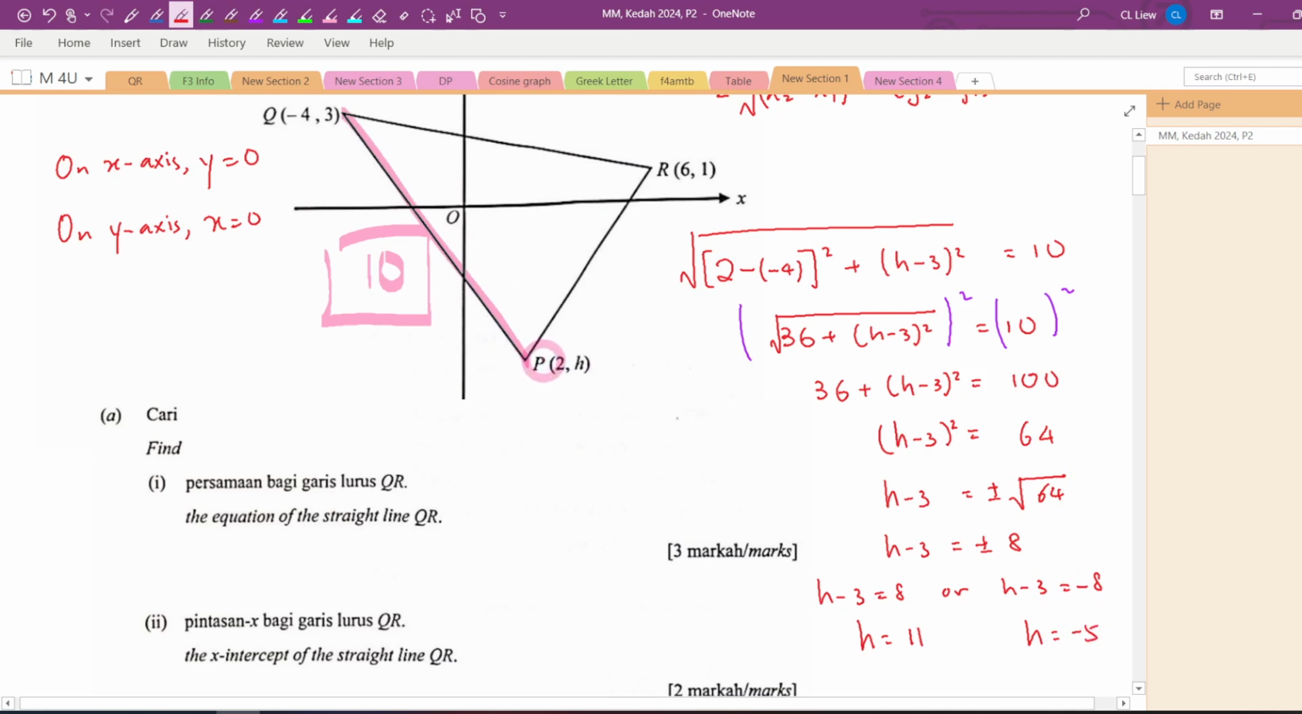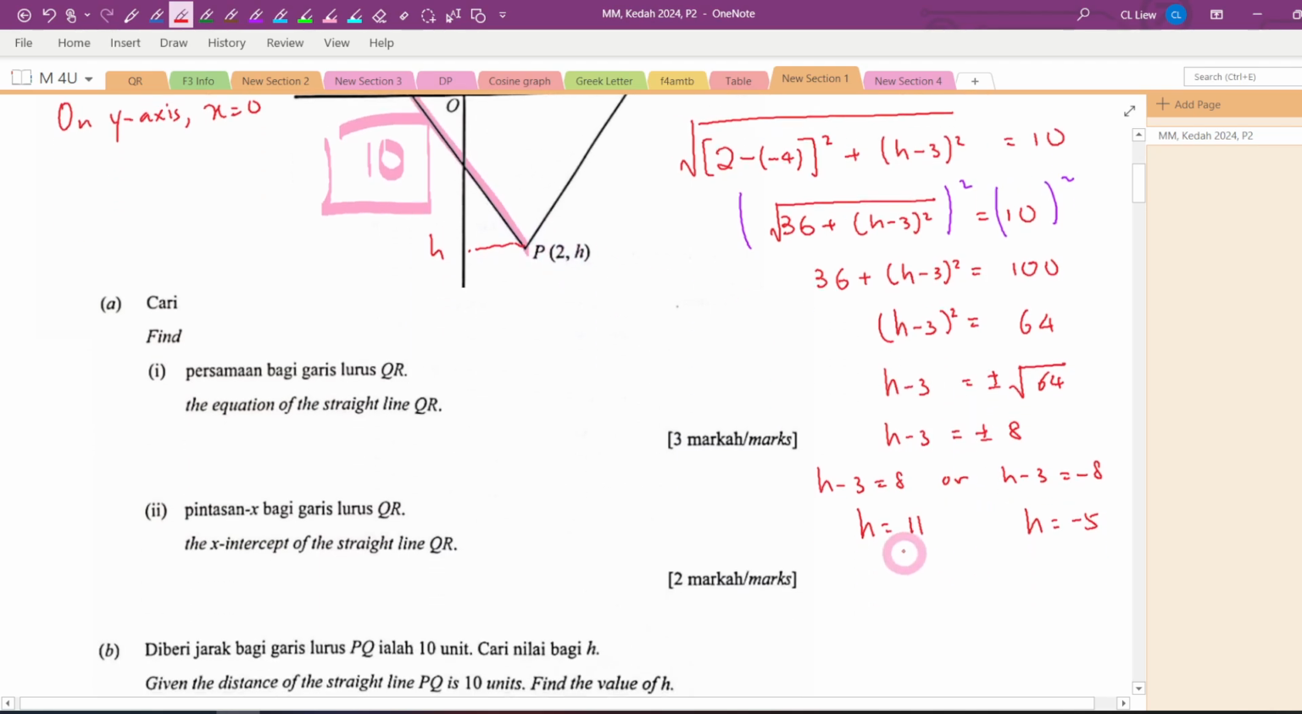And you look at here, you know that h is actually negative, right? H is over here, so h must be a negative number. Therefore, we know that h is equal to negative 5. That one is not accepted. This is our answer. H is equal to negative 5.